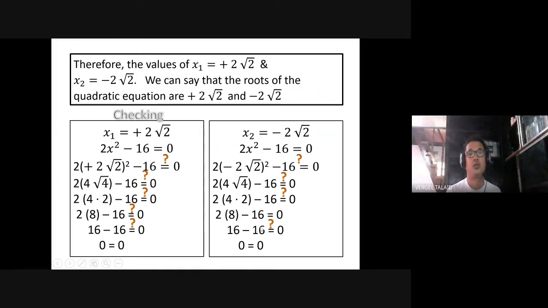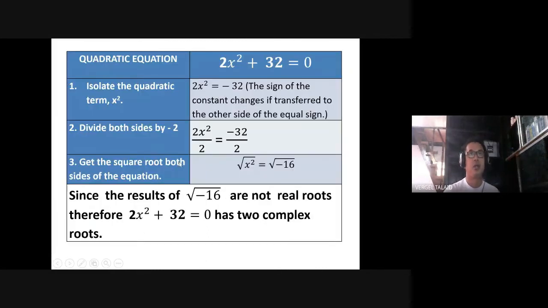Minus 16 is equal to 0 is equal to 0. Therefore, 2 square root of 2 and negative 2 square root of 2 are the roots of the given equation 2x squared minus 16 is equal to 0. Let us have another example.